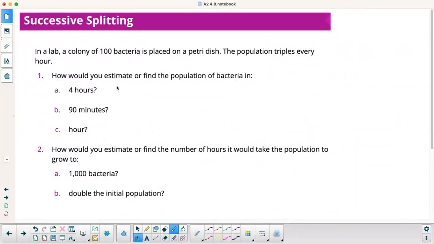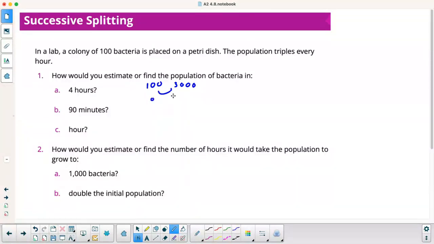All right, so a lab colony of 100 bacteria is placed in a petri dish. The population triples every hour. Okay. How do you estimate the population of bacteria in 4 hours? So, again, you could kind of manually figure it out here. If you start out with 100 and then every hour it triples.